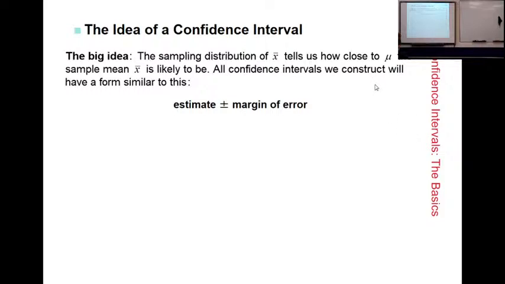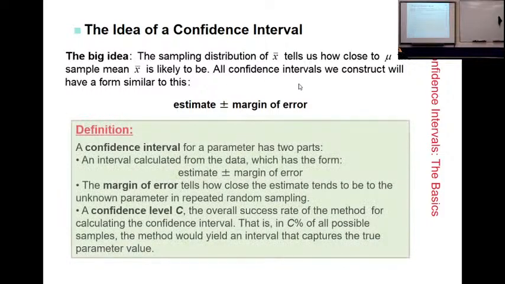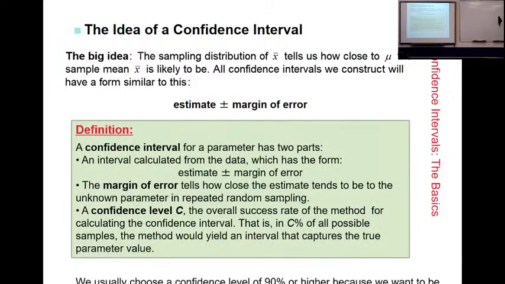The big idea. The sampling distribution tells us how close the sample mean is likely to be. We are going to use 3 pieces to build a confidence interval. Three different things. When we talk about the confidence interval, it's going to have 2 pieces to it.